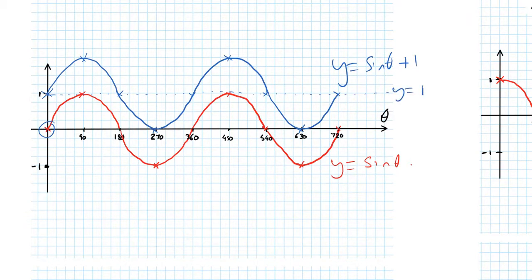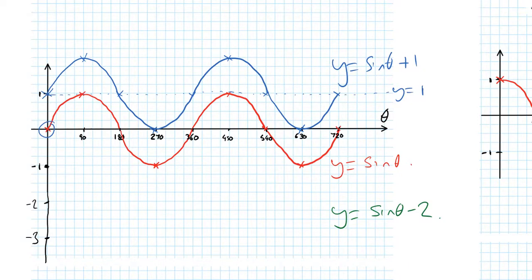So how about if we did a different one now? What about y is equal to sine theta minus 2? Well, this one will, of course, move down 2 places. Every point that we did generate for sine theta, now we're going to take 2 away. So we better extend our axes. Let's put a minus 2 on there and a minus 3 on there, and then we can mark some points.